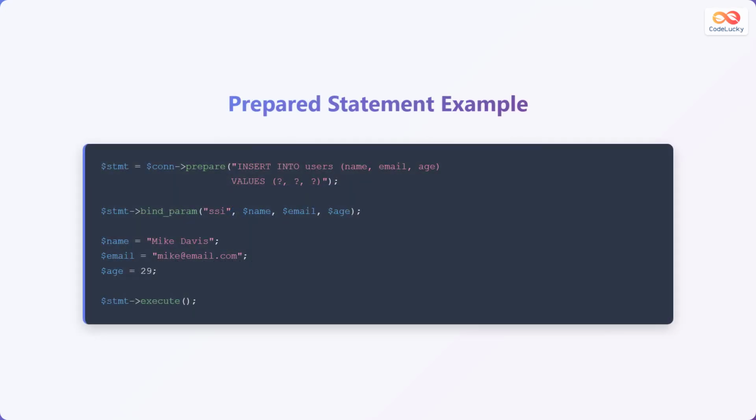In this example, we first prepare the SQL statement using the connection object's prepare method. Placeholders, represented by question marks, are used for the values that will be inserted. Next, we bind the parameters using the bind_param method, specifying the data types of the parameters, s for string, i for integer, and the corresponding variables. Finally, we assign values to the variables and execute the prepared statement.